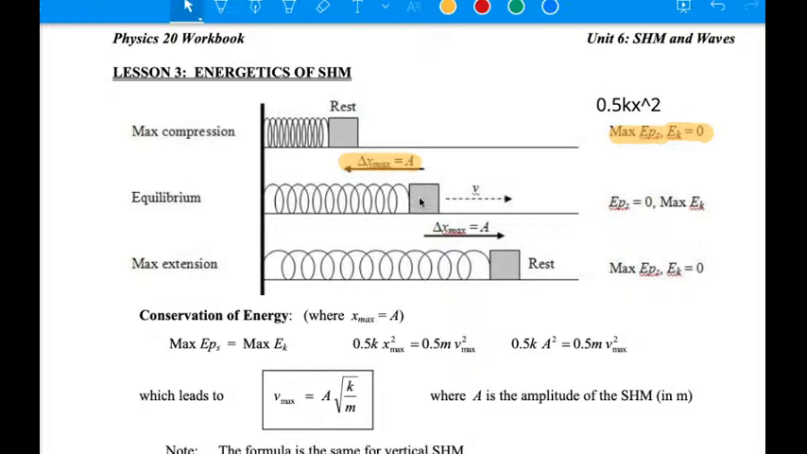In the middle here, we have zero displacement from equilibrium. We're at equilibrium, so we have zero spring potential energy or elastic stored energy, however you want to look at it. But we're moving at the fastest speed. v is a maximum value at equilibrium. So we're going to switch between maximum spring energy to maximum kinetic energy and back again, as we're constantly going through this back and forth simple harmonic motion.